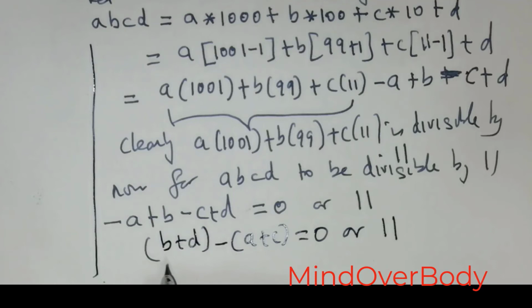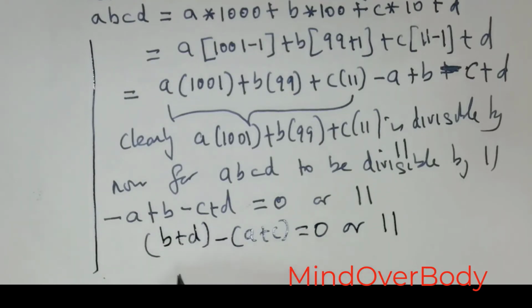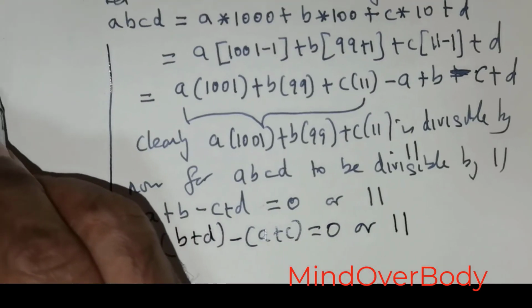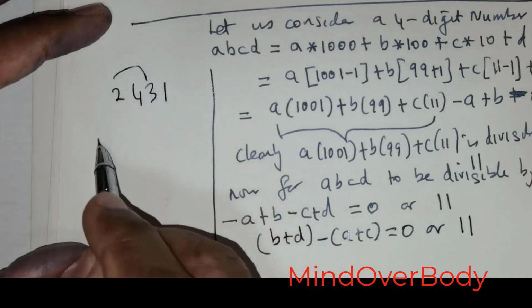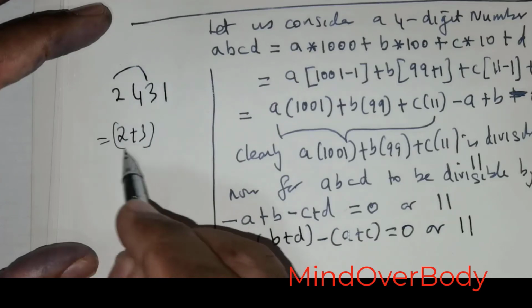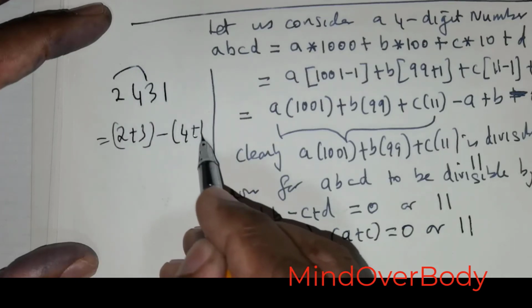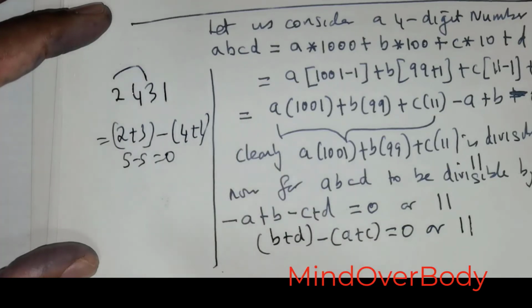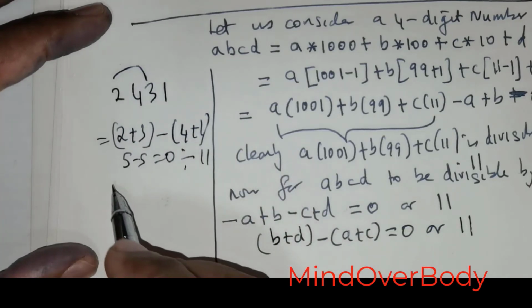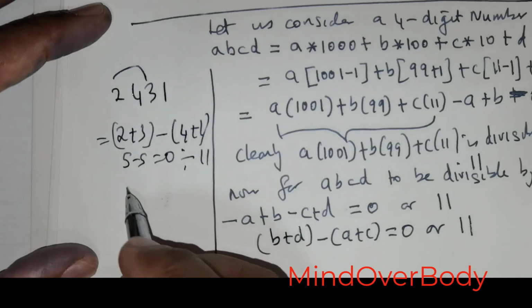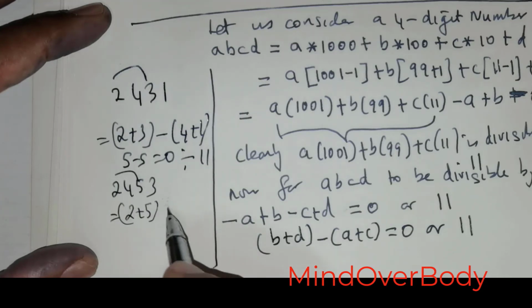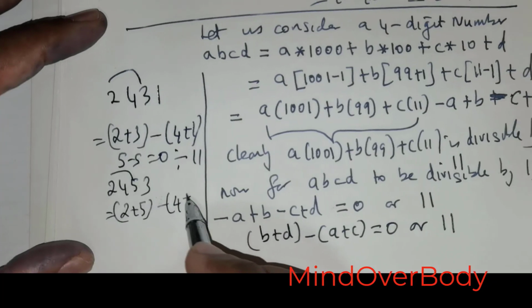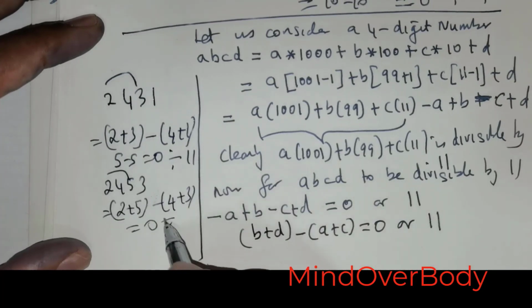And now you know why exactly we are adding up the digits and subtracting and checking the quantity for 0 or 11. So I will give you an example. Take for example 2431. If I were to add 2 with 3 and subtract the remaining 4 with 1, clearly I get 5 minus 5, which is equal to 0. So this is divisible by 11. Now say for example I am taking 2453. If I were to add 2 with 5 and add 4 with 3 and subtract, again we are getting 0. So again it's divisible by 11.